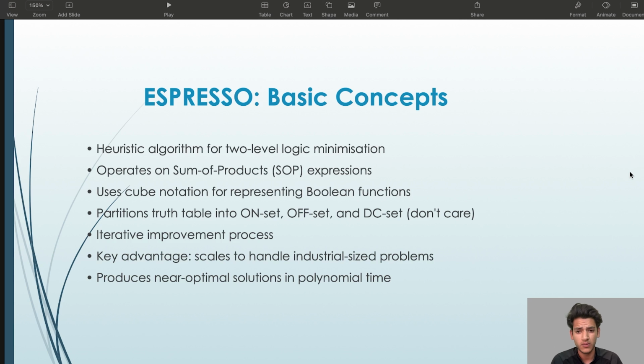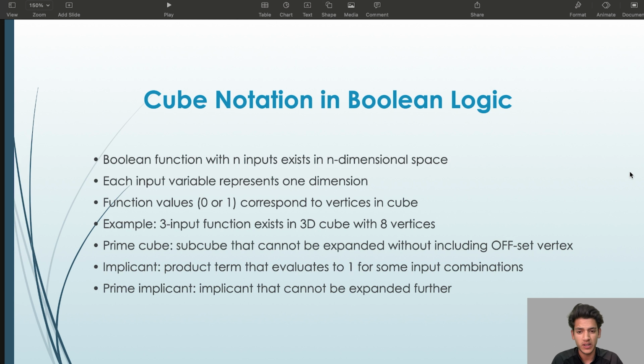It breaks down the function into three sets: the onset, the offset, and the don't care set. The onset is where the function's output is 1, the offset is where the output is 0, and the don't care set is where the output can be either 0 or 1, giving us flexibility during minimization. One of the elegant features of Espresso is that it uses cube notation, a way to geometrically represent Boolean functions.